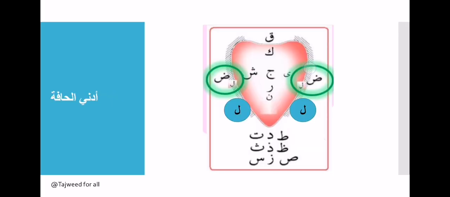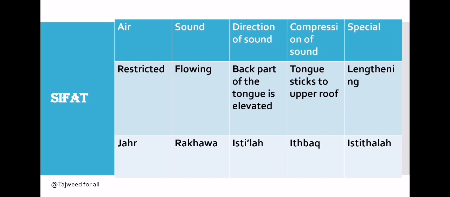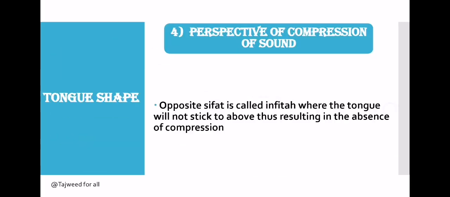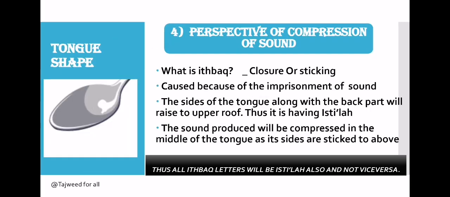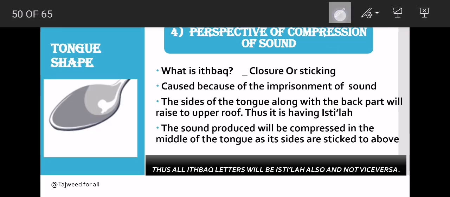Why? I think I have shown here. No? Okay, no problem. I think I have explained here. Yeah. So this is the reason. See, from the image of the spoon, our tongue will be exactly like this. So the back part of the tongue will raise normally for the itbaq. So that is the reason all itbaq letters will be isti'la.